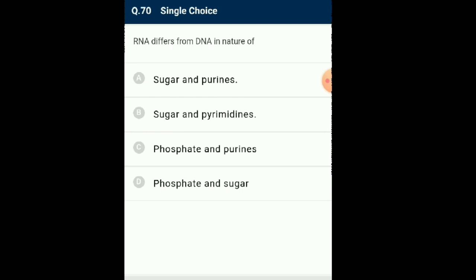There are basically two differences that help distinguish DNA from RNA. Firstly, RNA has the ribose sugar, whereas DNA contains deoxyribose sugar. Both are 5 carbon sugars only. The RNA is composed of adenine, guanine, uracil, and cytosine. Uracil and cytosine are pyrimidines, but in DNA, instead of uracil, thymine is present as pyrimidine. So the answer for this question is option B, sugar and pyrimidines.